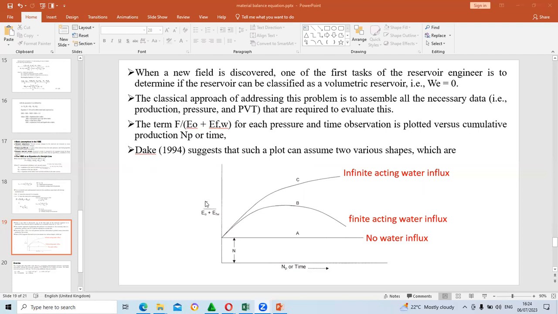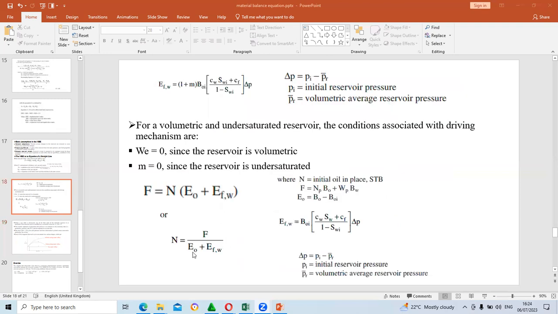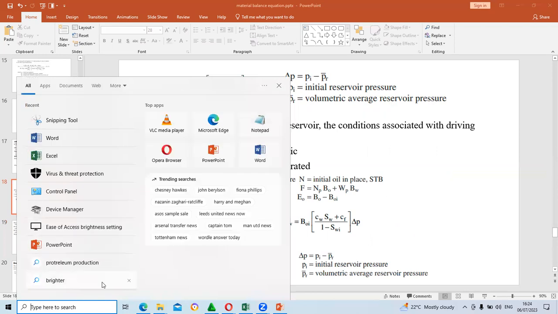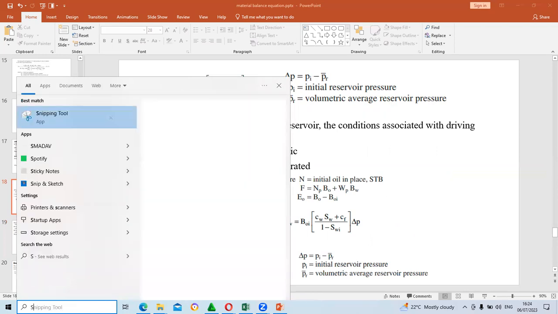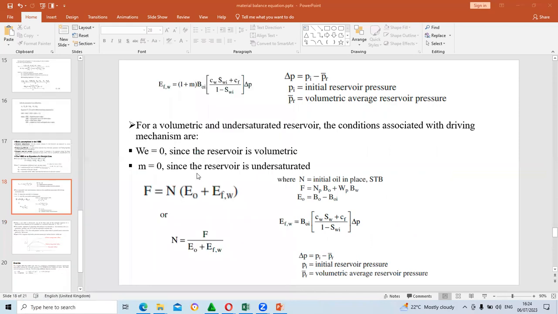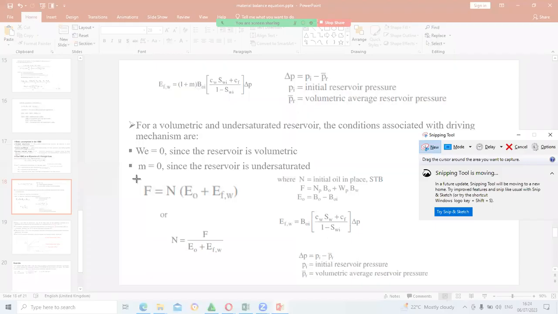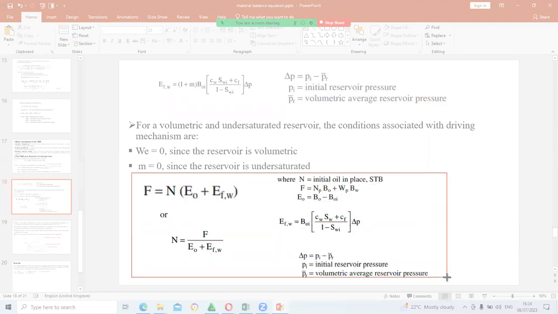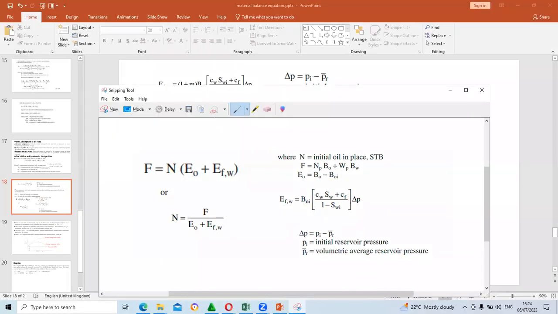So I'll be able to calculate this quantity, and then I plot it all over this, and then I'll be able to know now the energy drive of that particular system. So what I need is I need EO and I need EFW to be able to calculate that. So I don't want to go to Excel and start coming back here again. So let's just use snipping. I will just screenshot this and carry it to Excel so that I don't stress myself.